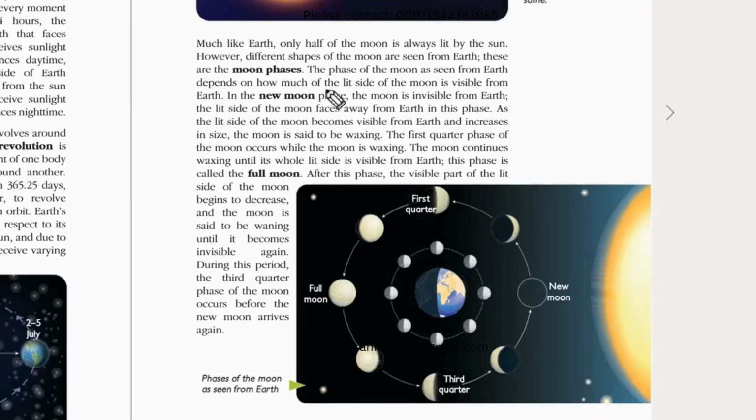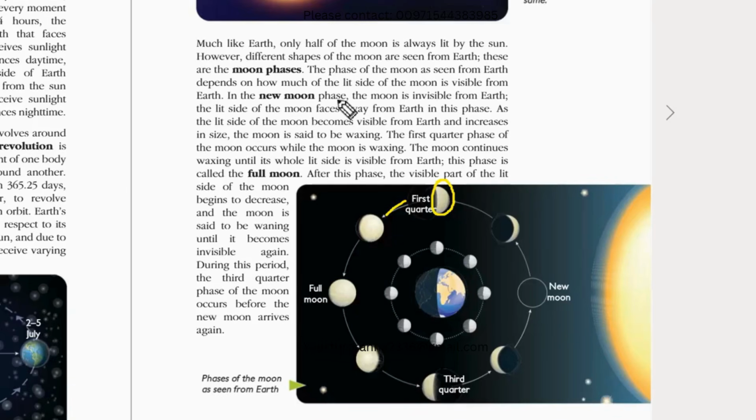The phase of the moon as seen from the Earth depends on how much of the lit side of the moon is visible from the Earth. So how much of the lit side of the moon we can see. That is it. The phases are just dependent on how much of the moon we can see. In here, we can see this part of the moon from the Earth, so we see it as first quarter. You understand? Then we start seeing it more. Okay, let's continue from it.